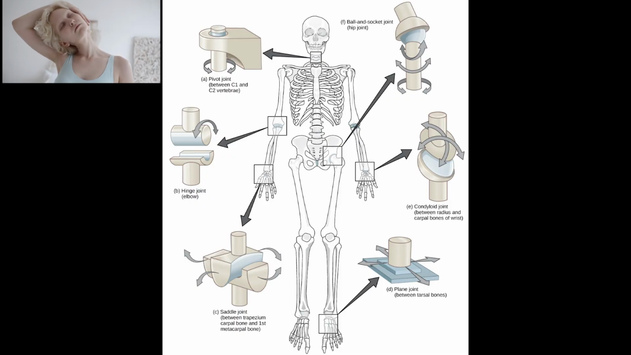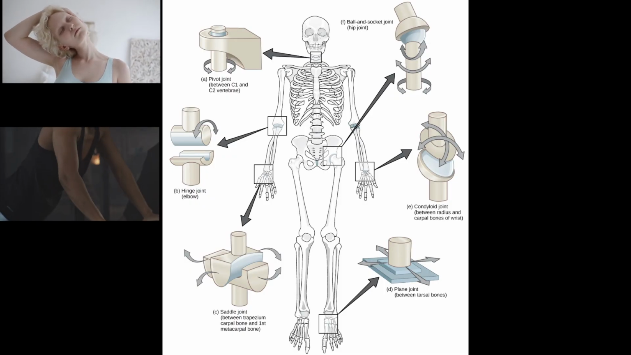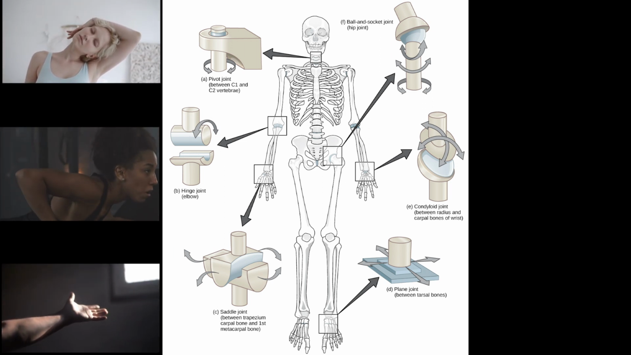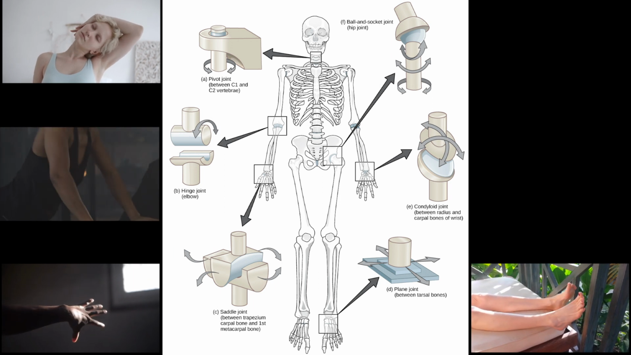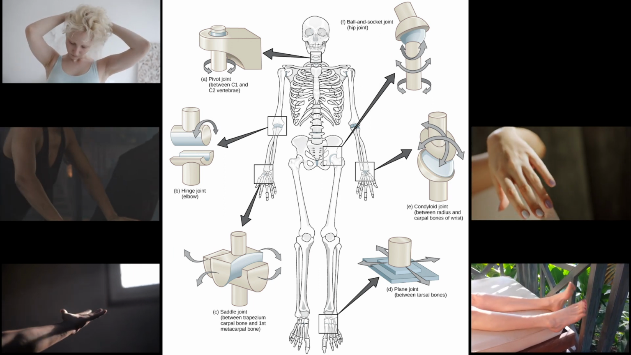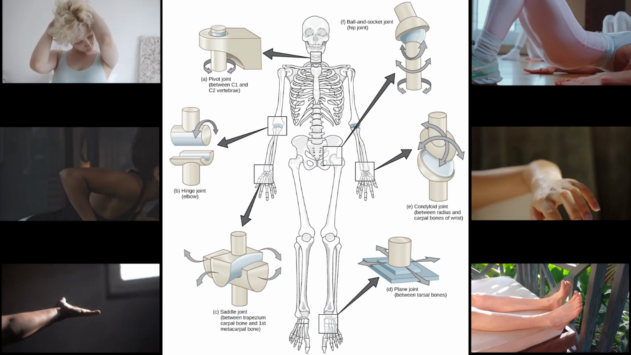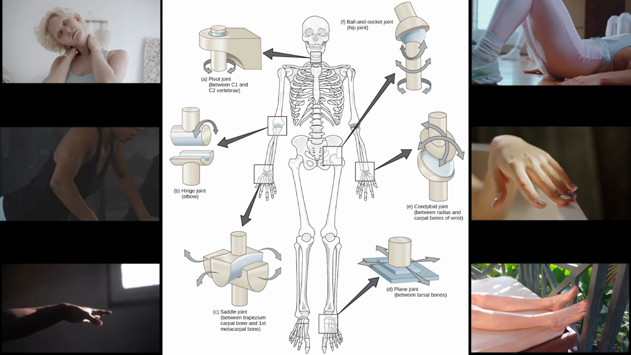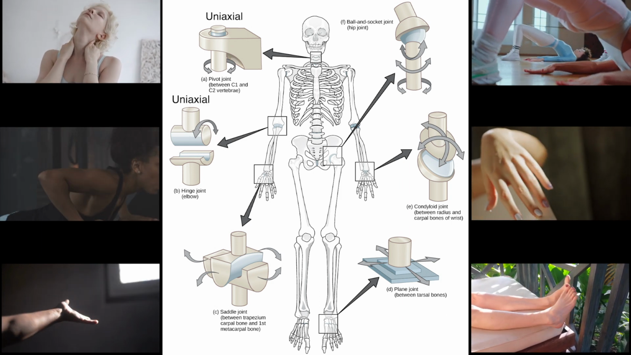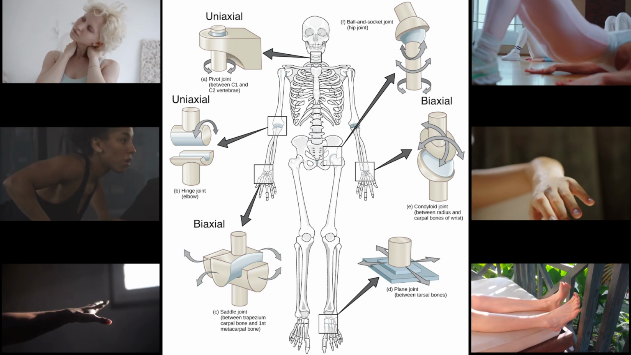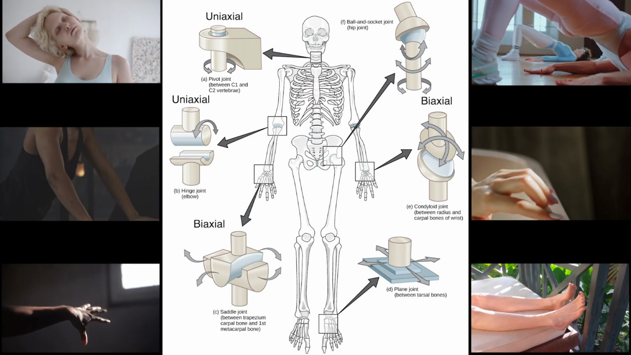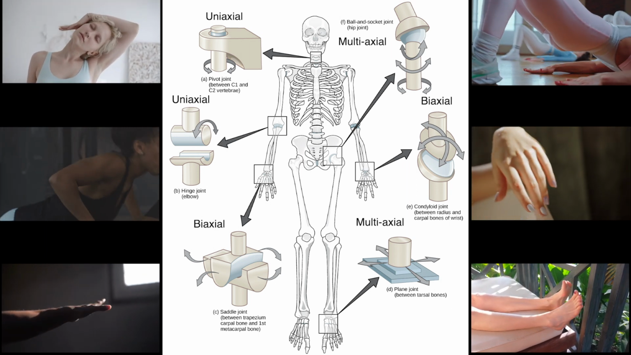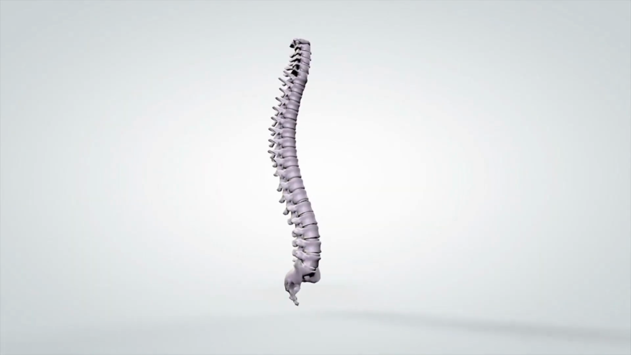There are pivot joints, like that of C1 and C2 of the vertebrae, hinge joints, like in the elbow, saddle joints, like that between the trapezium carpal bone and the first metacarpal, plane joints between the tarsal bones, condyloid joints, like that between the radius and the carpal bones of the wrist, and ball and socket joints, like that in the hip. Synovial joints can also be categorized by their axes of rotation, such as uniaxial joints, like hinge joints rotating about a singular axis, biaxial joints, which allow movement through two perpendicular axes, and multiaxial joints that allow movement throughout three perpendicular axes.